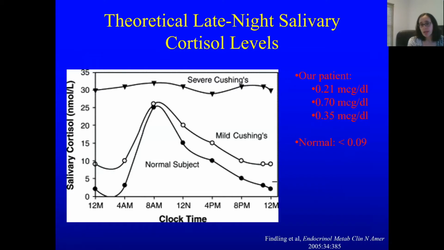Here in mild Cushing's, you can see you still have that diurnal variation, but your levels are overall higher. And then in severe Cushing's, you just lose all diurnal variation. You're just high all the time. So for my patient, a normal value is less than 0.009, and all 3 of her salivary cortisols were just floridly high.